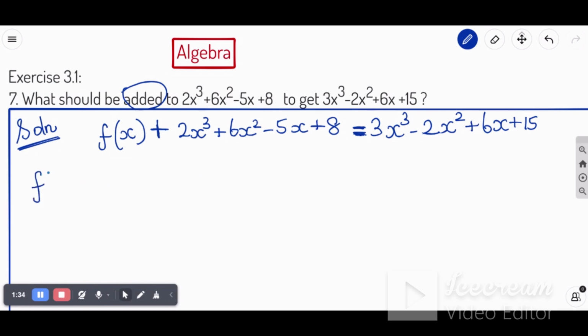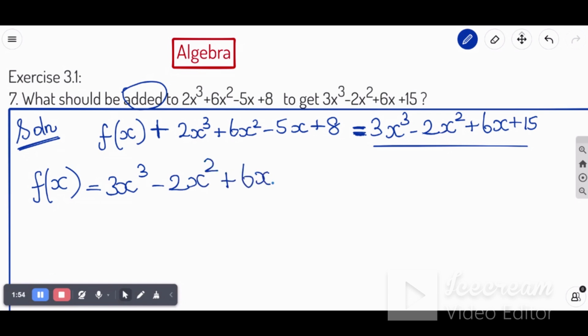Keep your f of x on the left hand side as such. You have to take all these terms to the right hand side. So let me put the equal to symbol and then write all these elements first, which means 3x cube minus 2x square plus 6x plus 15. And then now bring each and every term to the other side. So let us first take this plus 2x cube. If it goes to the other side of the equation, what does it become? Yes, it becomes minus 2x cube.